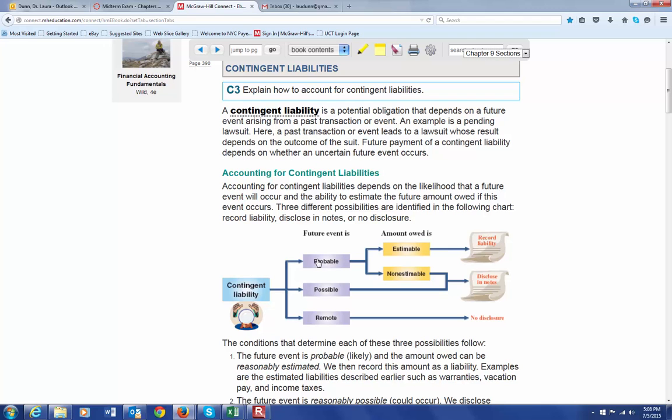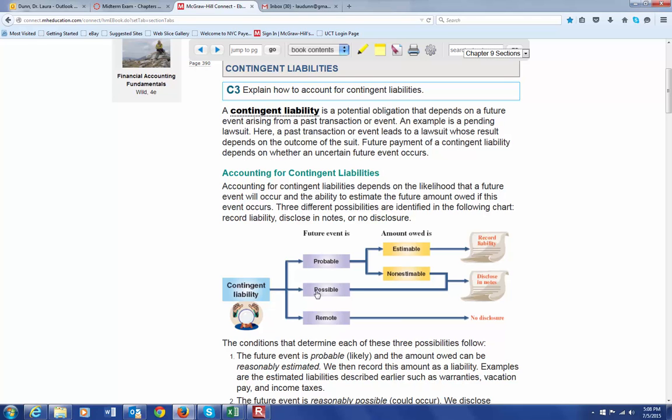However, if we do think this event is probable, but we can't in any way estimate what it's going to cost, we still put it on our financial statements, but just as a disclosure in the notes. We don't record an amount for it. We don't put it on the balance sheet as a liability. We disclose it in the notes to let people know that this is out there and it could happen.